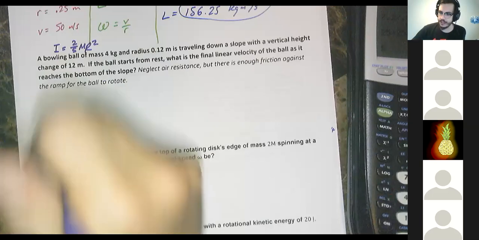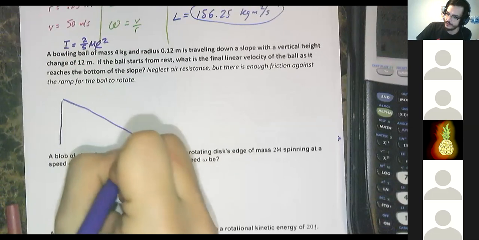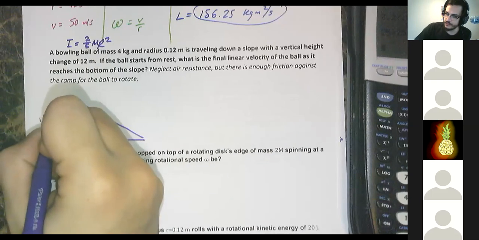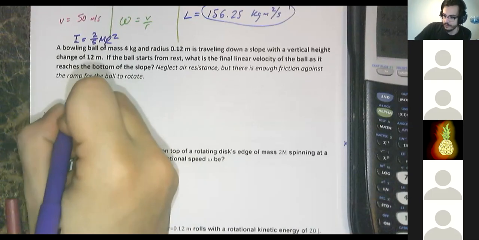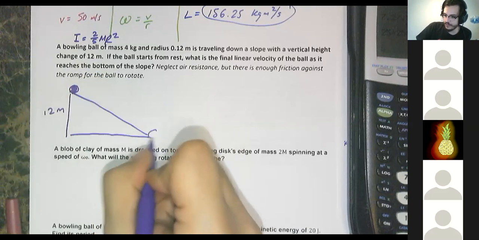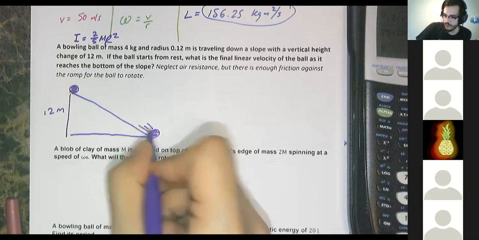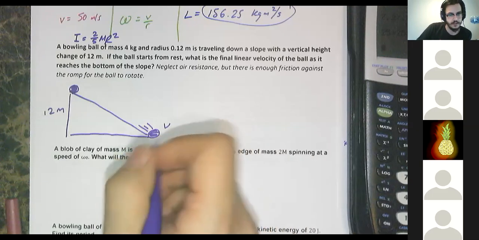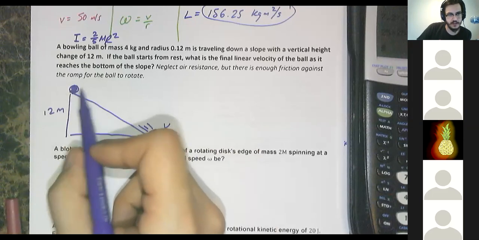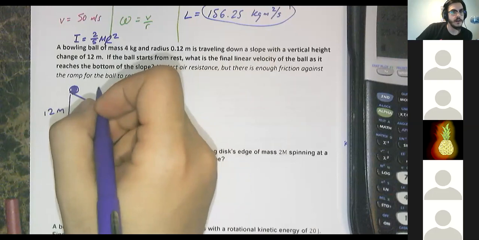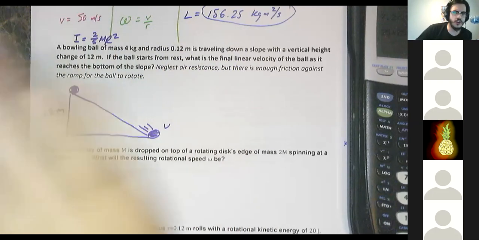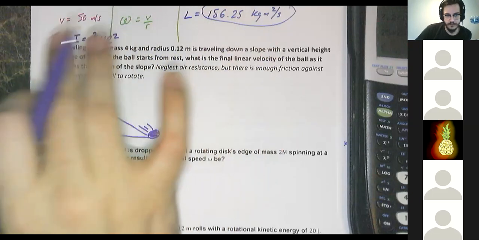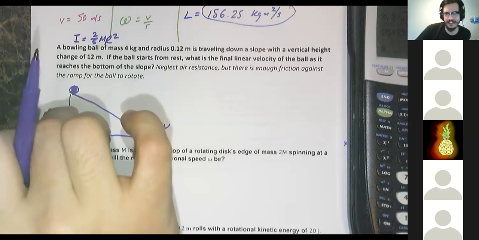And it's traveling down a slope of 12 meters tall. So up here we've got our bowling ball. Down here we want to know what its linear velocity is. So this is our unknown. We know up here, it's starting from rest, so it has no initial kinetic energy. It has no initial speed to add to. So the only kind of energy it has up at the top is what?